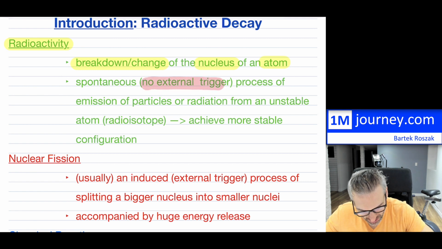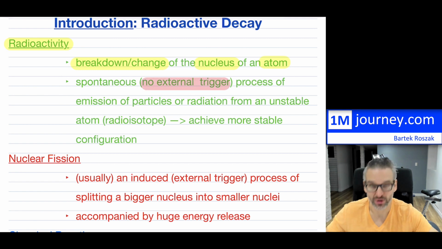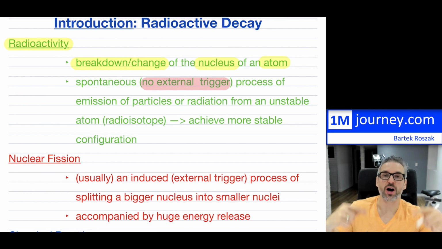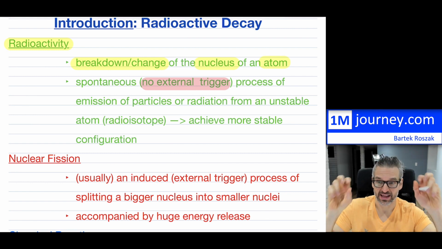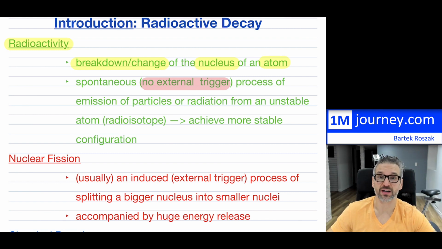It means that there is actually no external trigger. It isn't caused by something else. It is just internal, because of the instability of the actual protons, too many neutrons, or something else happening within the nucleus. So it's a spontaneous process of emission of particles or radiation from an unstable atom. And that unstable atom is the radioisotope.